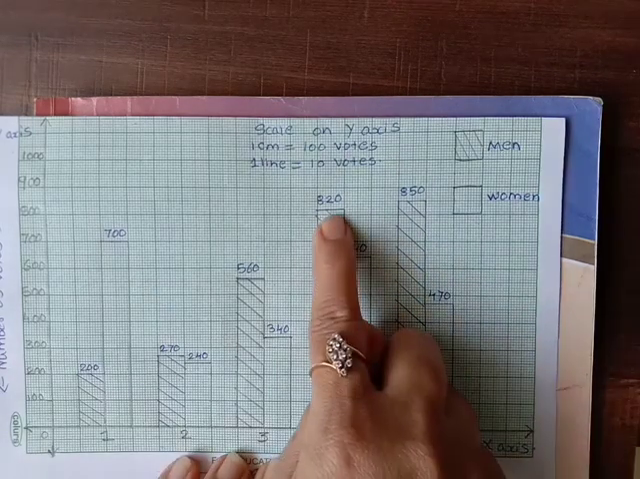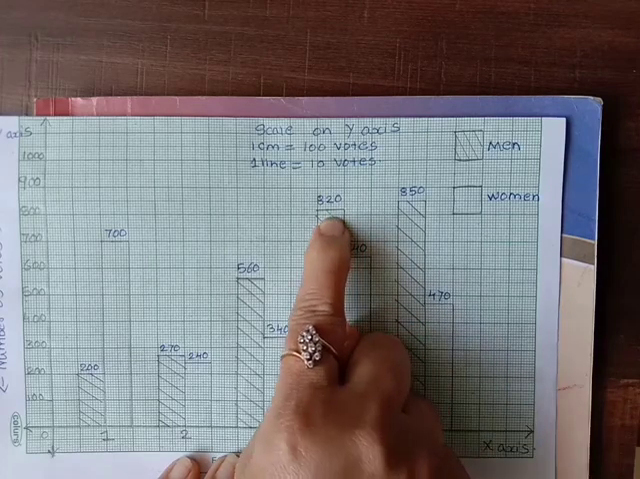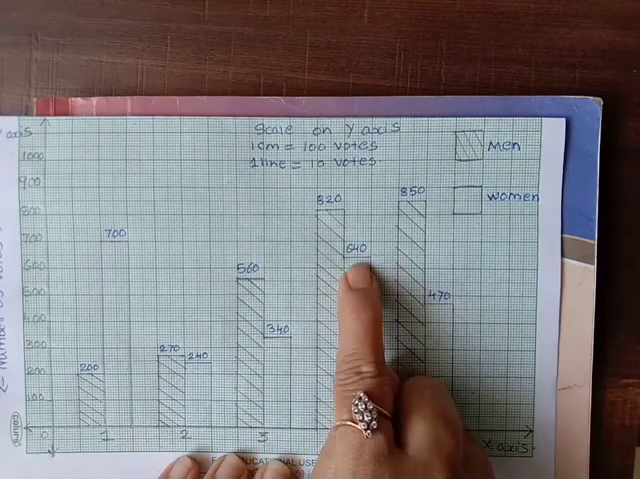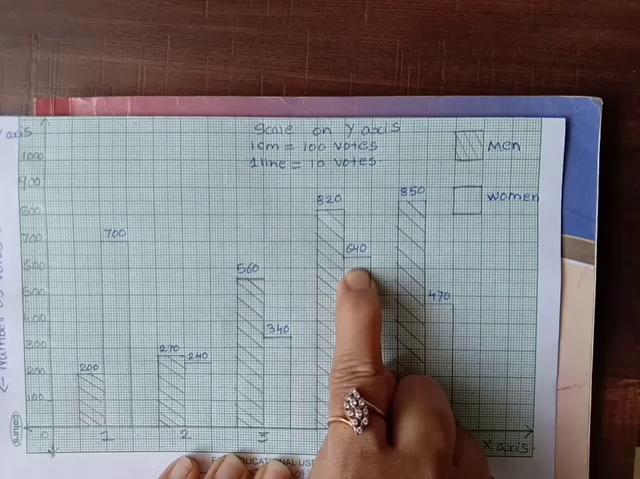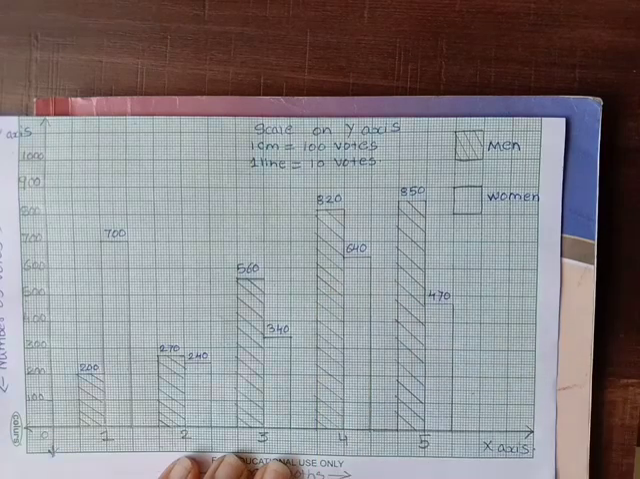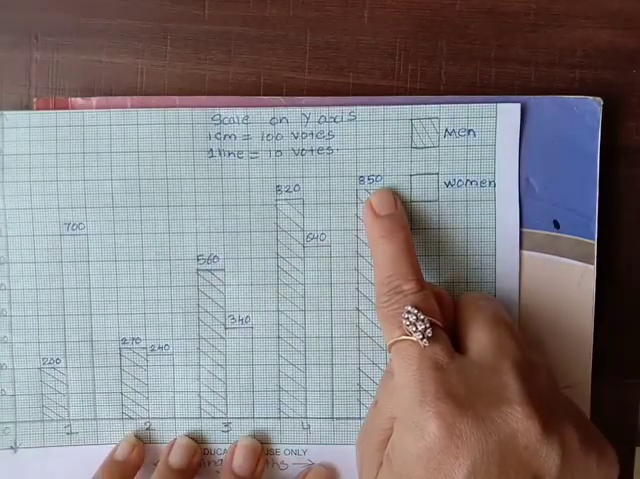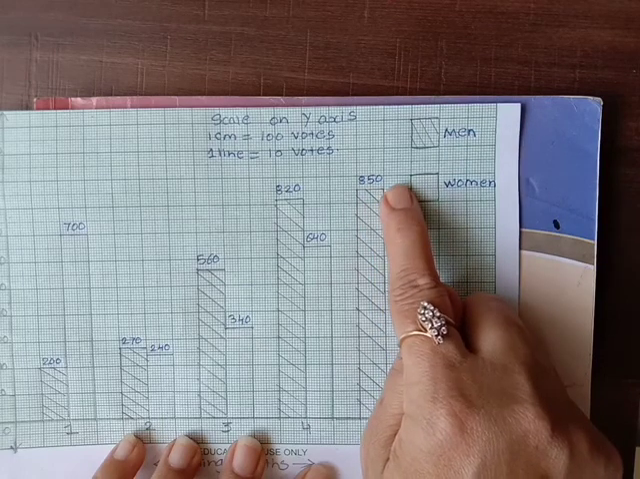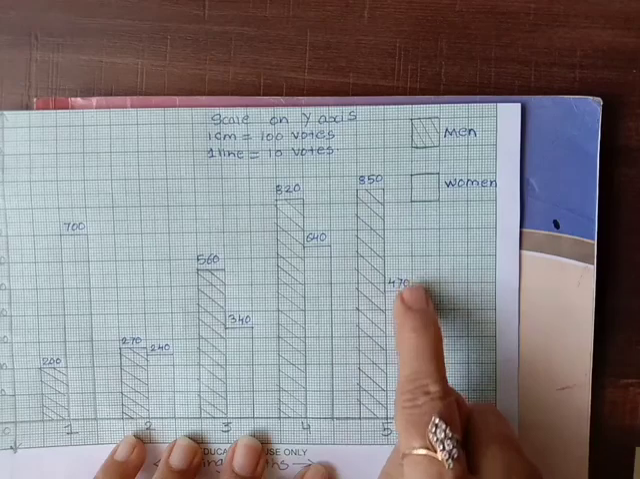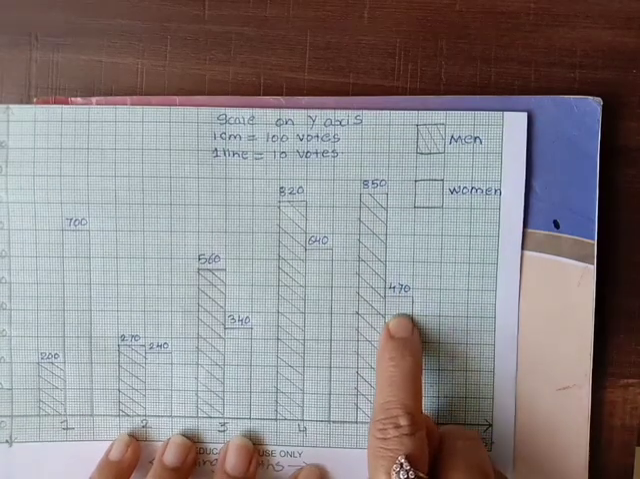So above 800 you will mark second line. Above 800, 2 lines. And 640, that means above 600 you will mark 4 lines. Are you understanding me? That is your 640. And last polling booth, fifth, you have votes cast by men are 850. So above 800, 5 lines exactly, and votes cast by women are 470. So above 400, 7 lines.